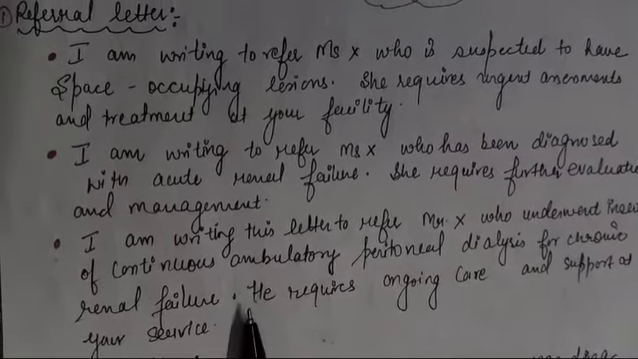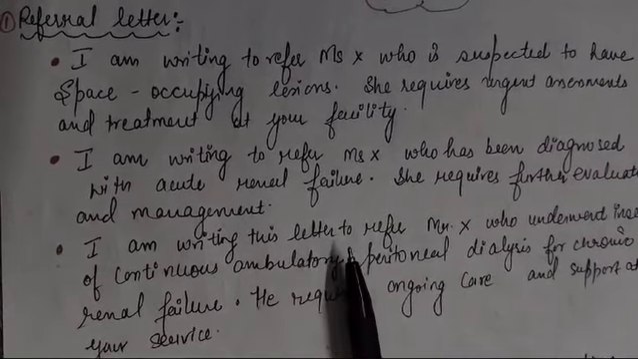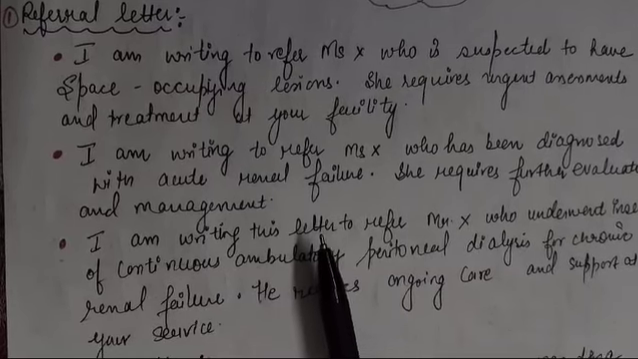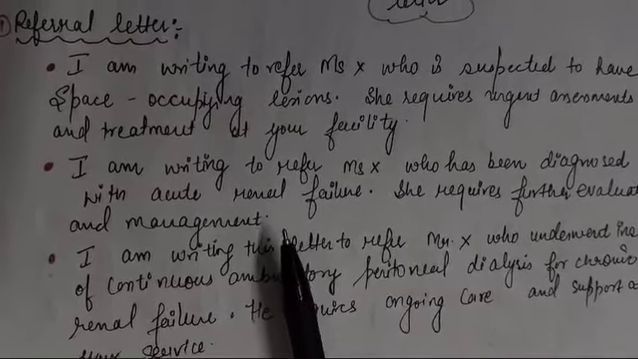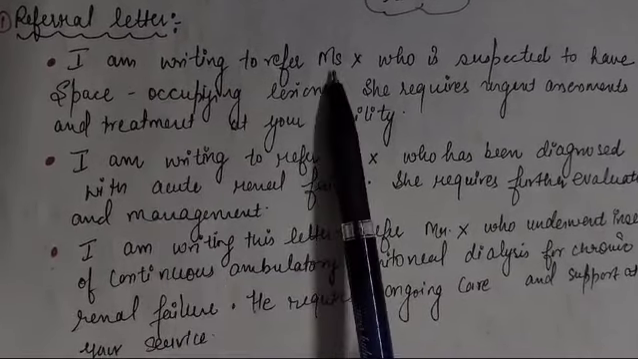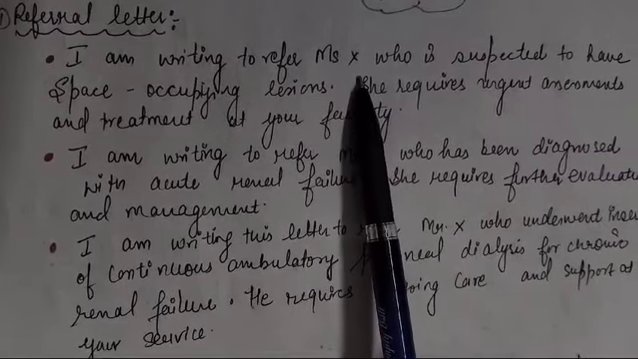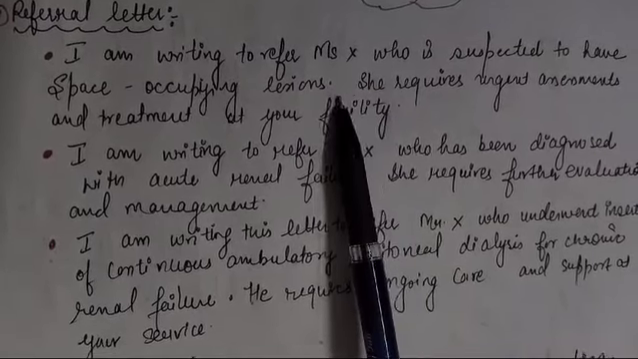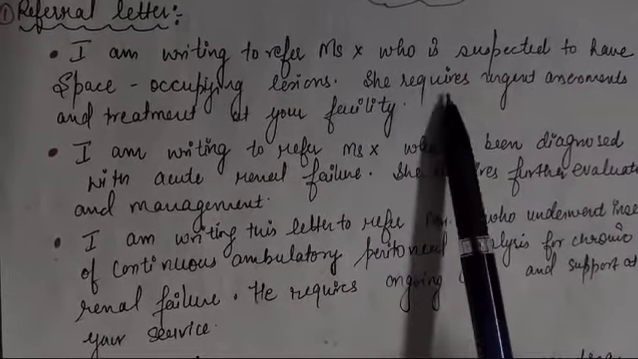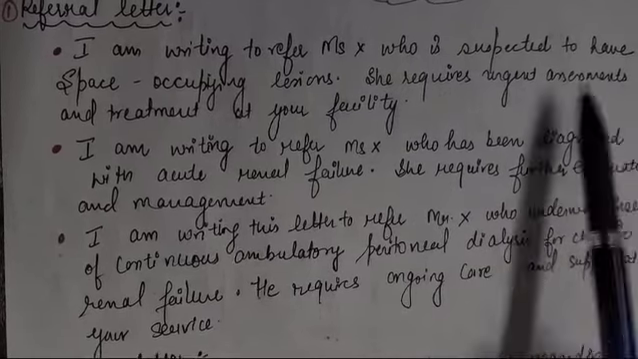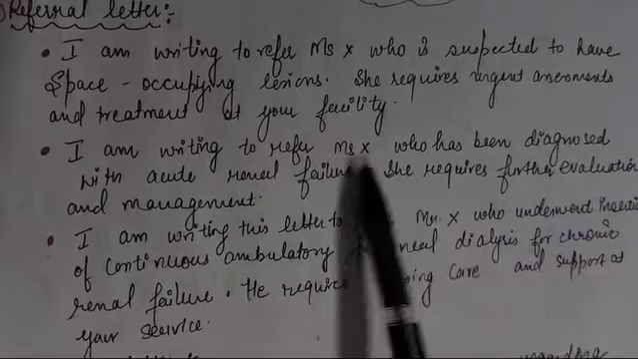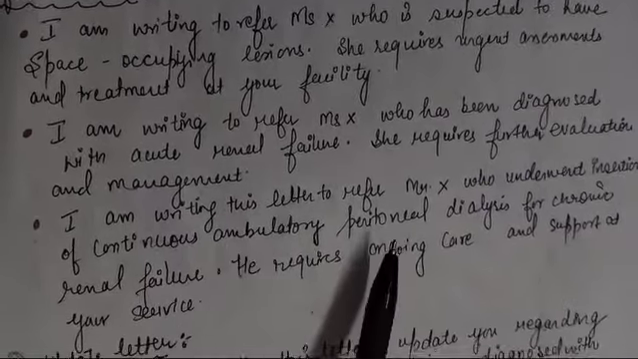So well, as I have already discussed with you, these are the points we have to keep in mind while writing the purpose. First is who are you? Like I say, I am. Then who is the patient? So Miss X. Who are you writing to, and why are you writing? So the purpose is shown here: she requires urgent assessment and treatment at your facility. So with all these points, our purpose paragraph is completed.